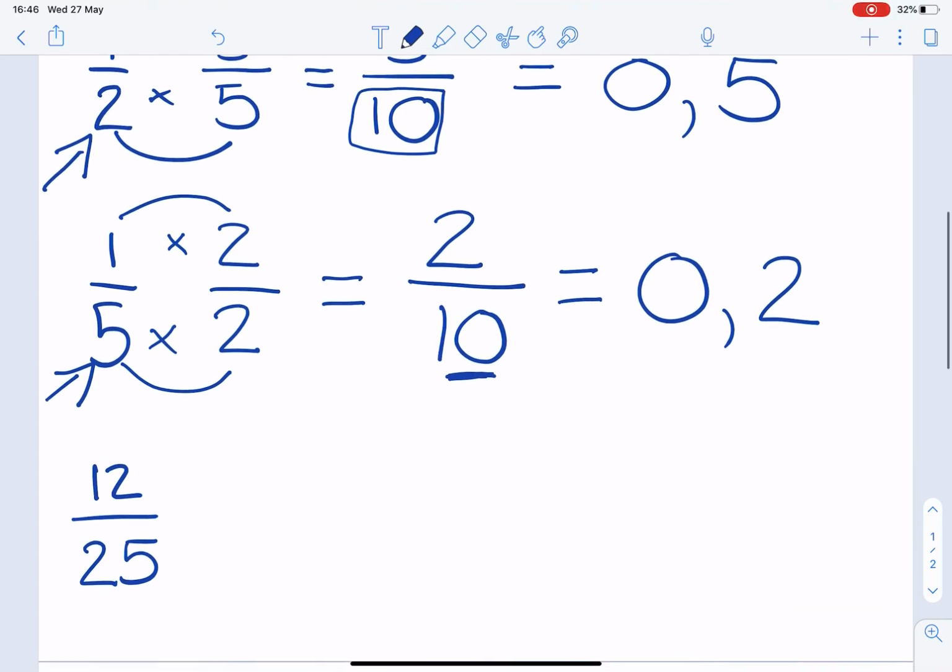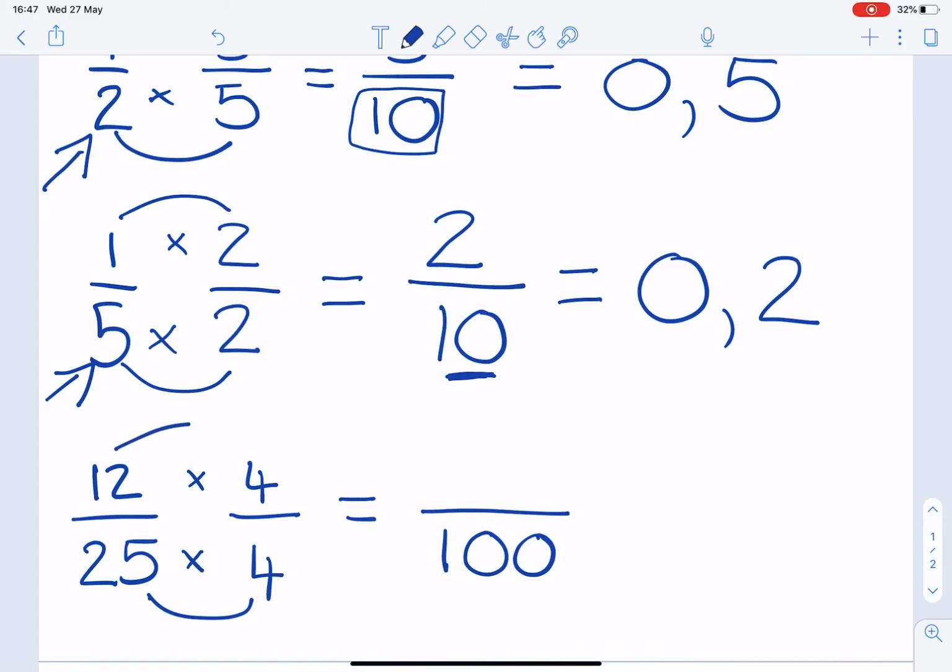Let's look at this one. There is no 25ths column. So what do we do to 25 to make it into 10 or 100? We can't make it into 10, but we can make it into 100 because 25 times by 4 is 100. And what we do to the bottom, we must do to the top. So we are multiplying 12/25 by 1, which doesn't change the value. 25 times 4 is 100. 12 times 4 is 48.